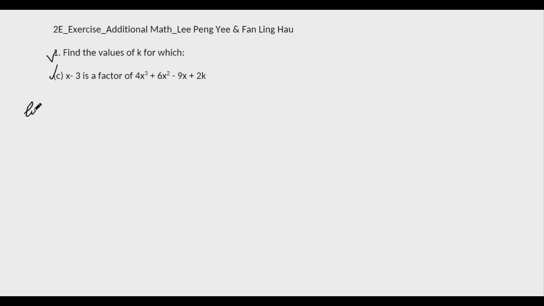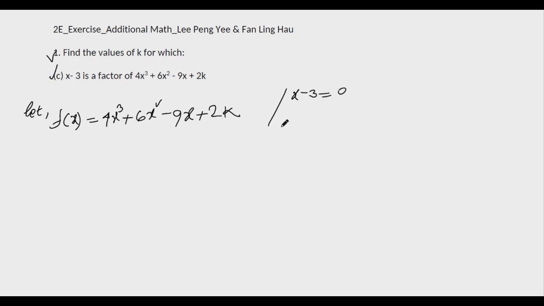Now let's solve 1c. As before, first we should let x as a function. f of x is equal to 4x cubed plus 6x squared minus 9x plus 2k. Now we should find the value of x by putting x minus 3 is equal to 0. So here we will get x is equal to 3.